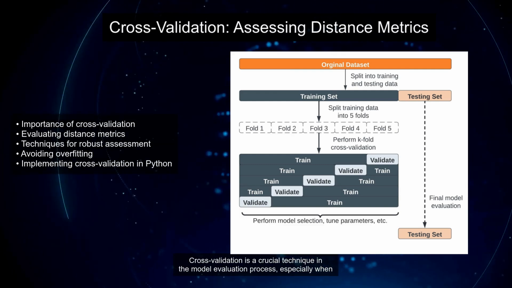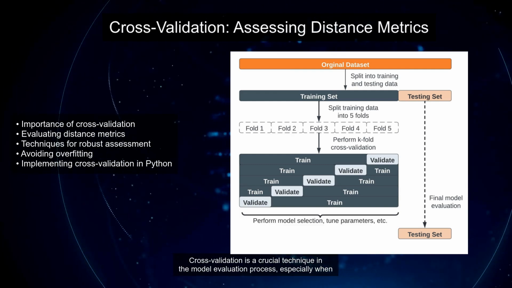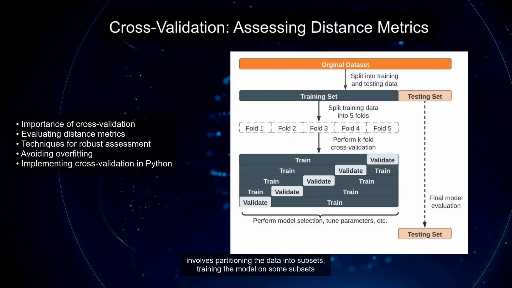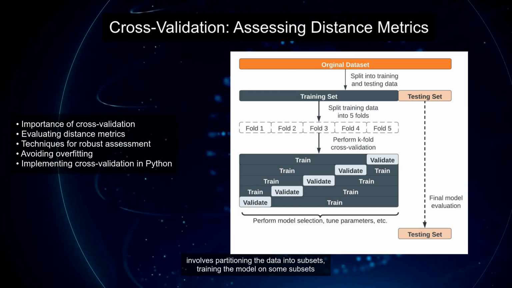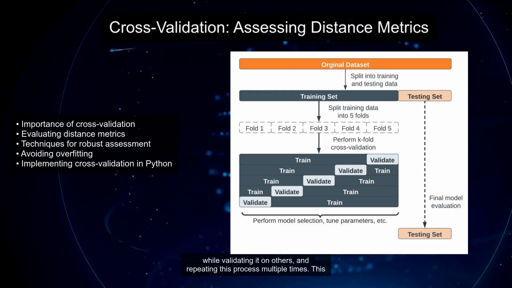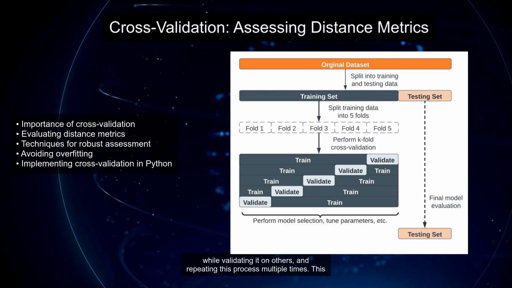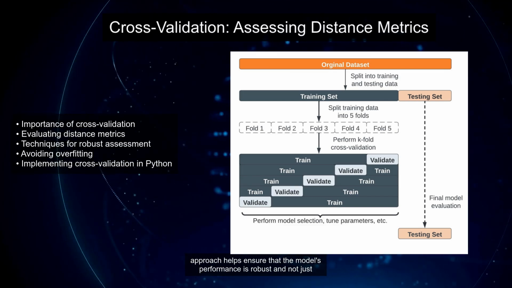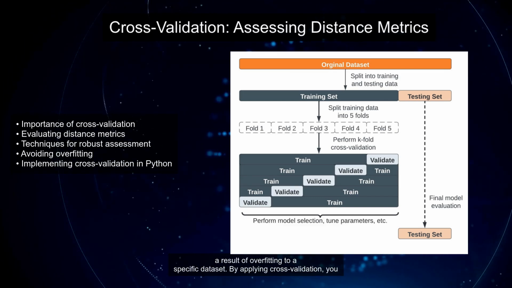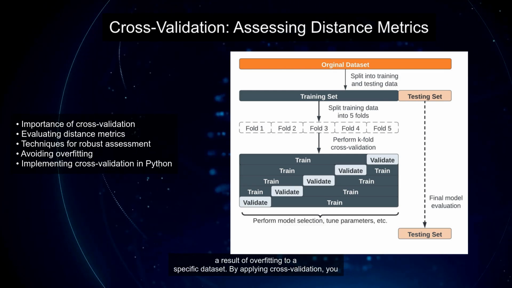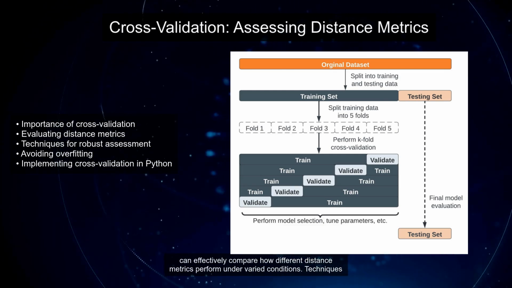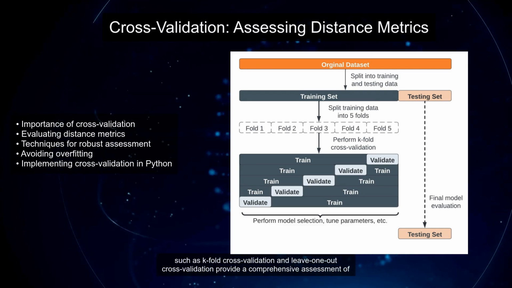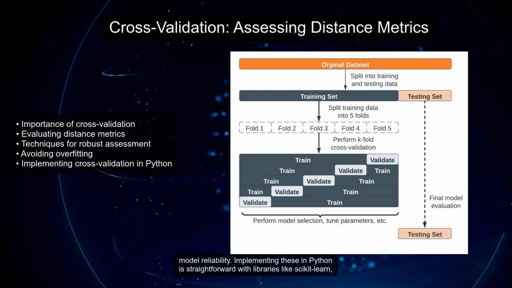Cross-validation is a crucial technique in the model evaluation process, especially when assessing the impact of different distance metrics on a KNN model. It involves partitioning the data into subsets, training the model on some subsets while validating it on others, and repeating this process multiple times. This approach helps ensure that the model's performance is robust and not just a result of overfitting to a specific dataset. By applying cross-validation, you can effectively compare how different distance metrics perform under varied conditions. Techniques such as k-fold cross-validation and leave-one-out cross-validation provide a comprehensive assessment of model reliability.